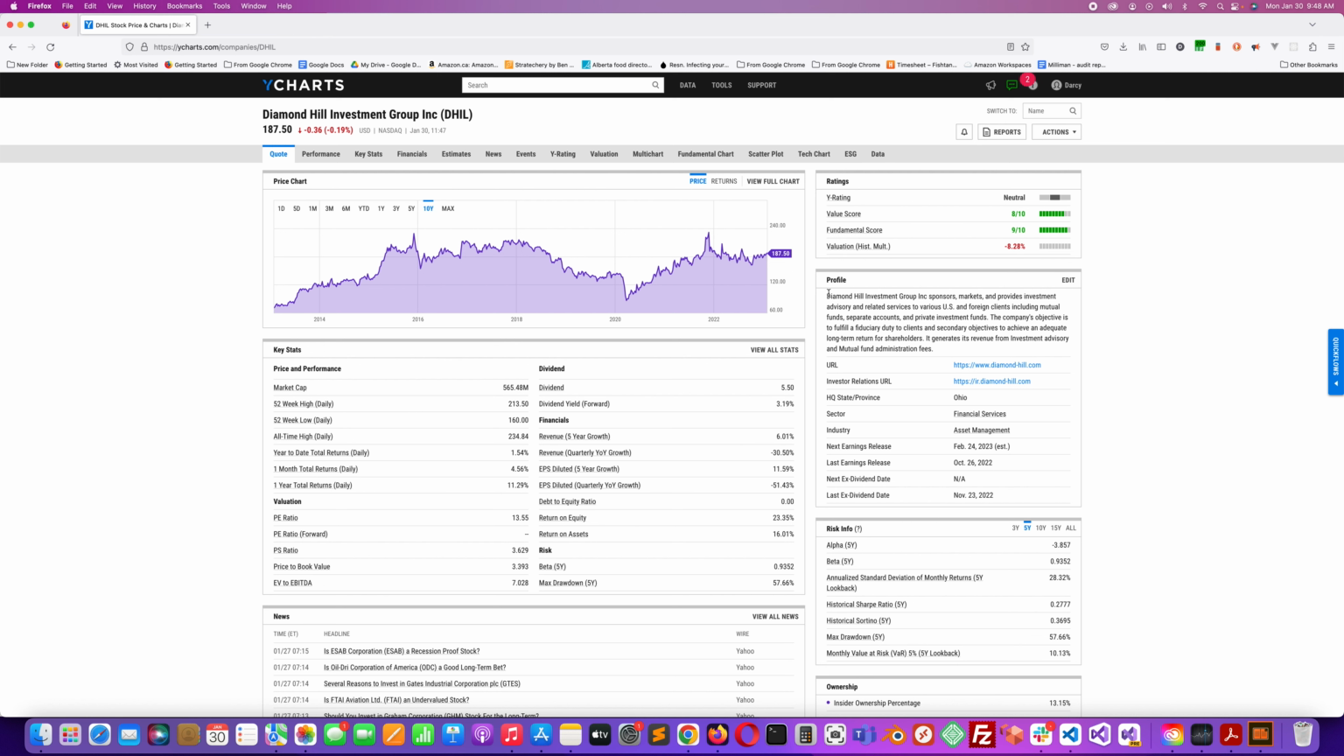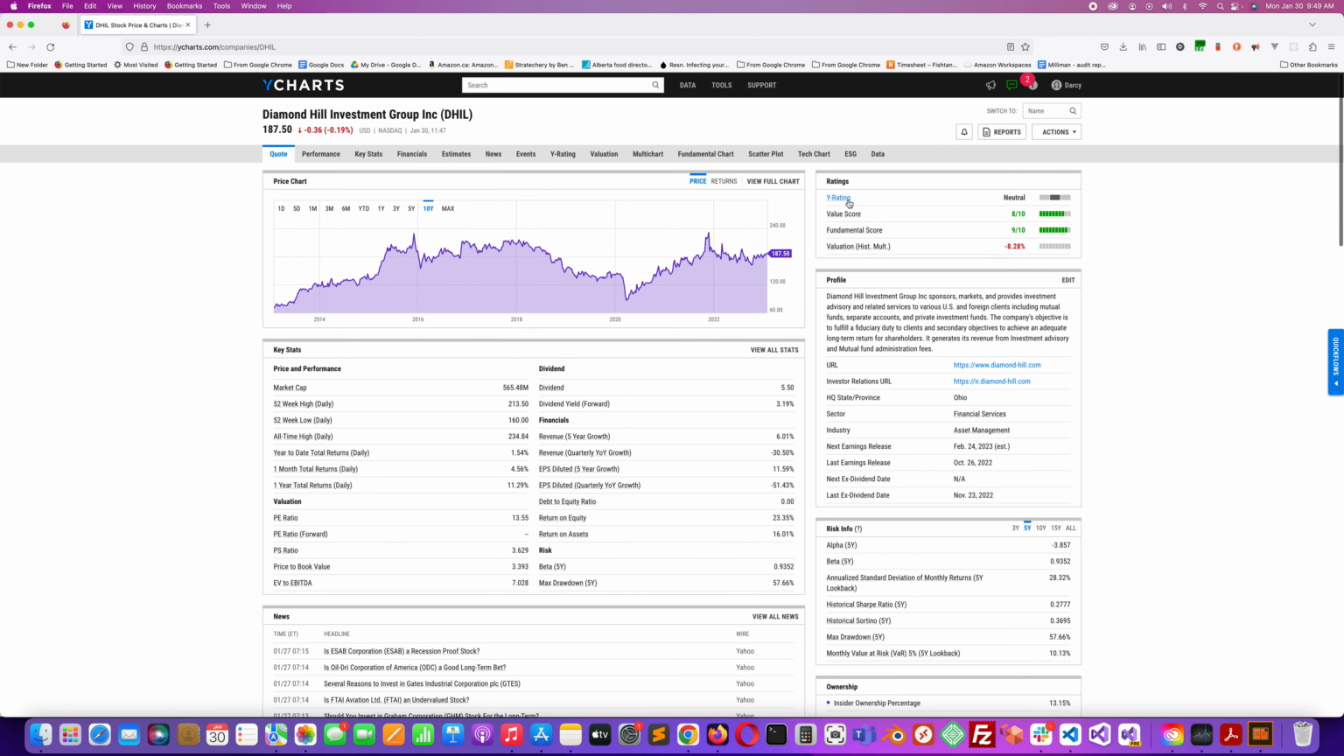So the profile for DHIL Investment Group: it sponsors, markets, and provides investment advisory and related services to various U.S. and foreign clients, including mutual funds, separate accounts, and private investment funds. The company's objective is to fulfill a fiduciary duty to clients and secondary objectives to achieve an adequate long-term return for shareholders. It generates its revenue from investment advisory and mutual fund administration fees. It's located in Ohio. Sector is financial services, industry is asset management.